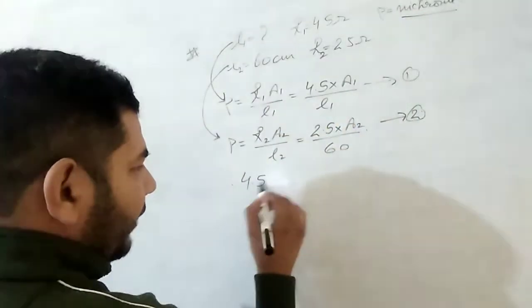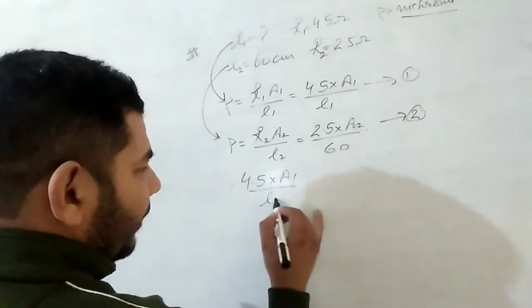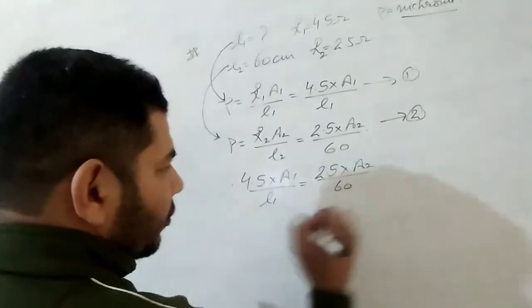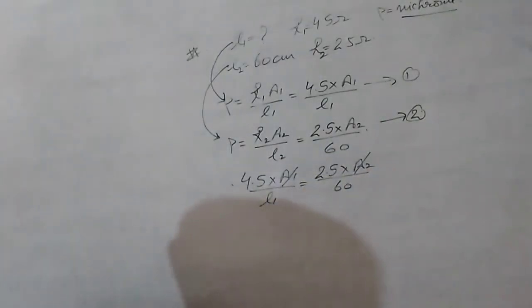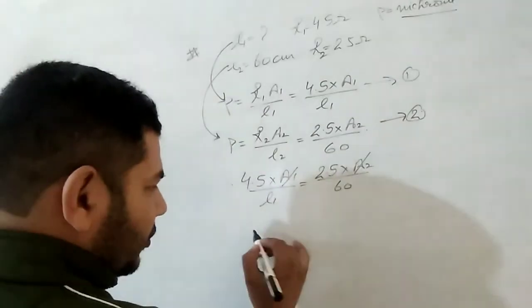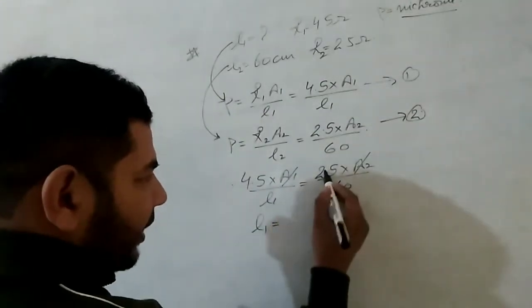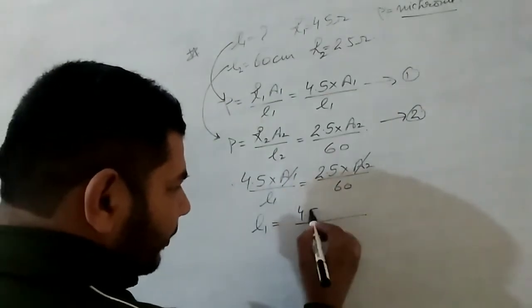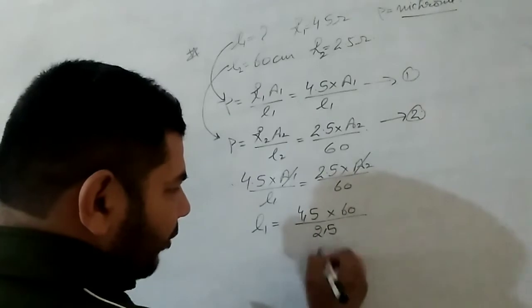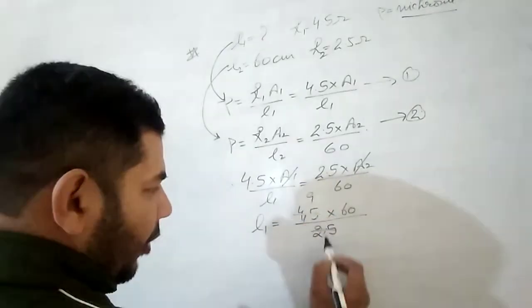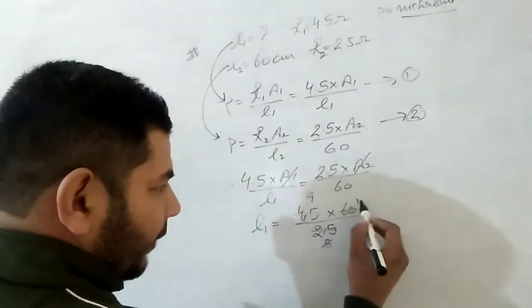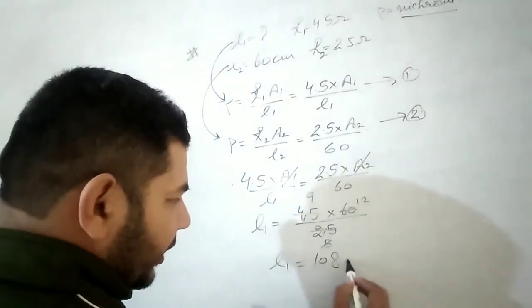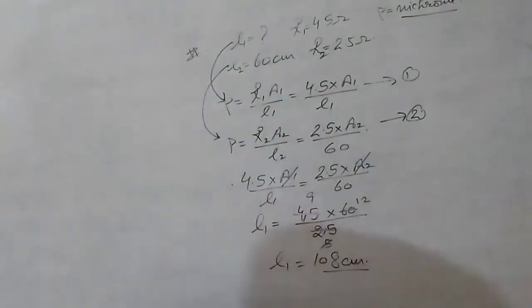So 4.5 into A1 by L1 is equal to 2.5 into A2 by L2. So area gets cancelled out because we are having the same area. So we have to find L1. L1 is multiplying by 2.5, so we are getting 2.5 here, 60 into 4.5. Okay, so point with point gets cancelled out. 9 upon 5, 12. So L1 is equal to 108 centimeter.